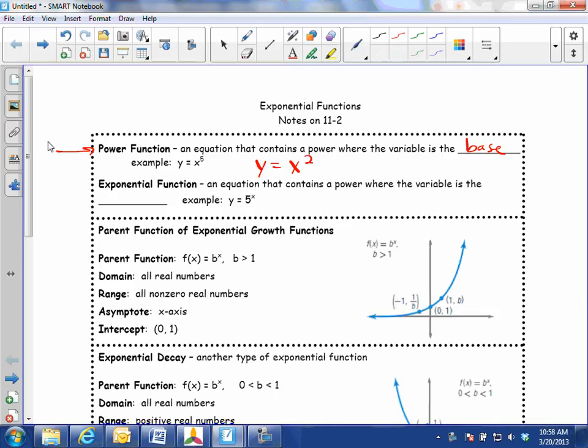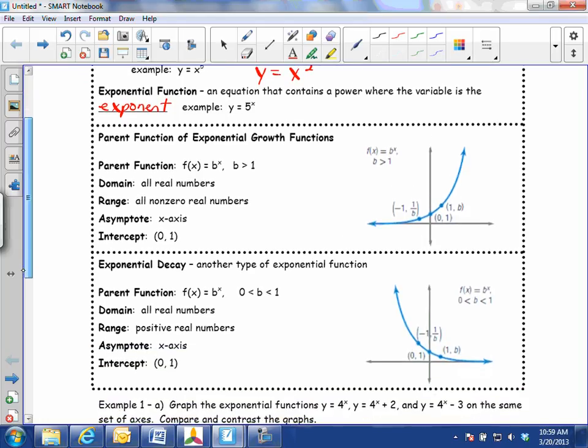Today we're talking about exponential functions, where we're still working with powers, but the variable is now going to be the exponent. For example, y is equal to 5 to the x power. So the variable is going to be our exponent.